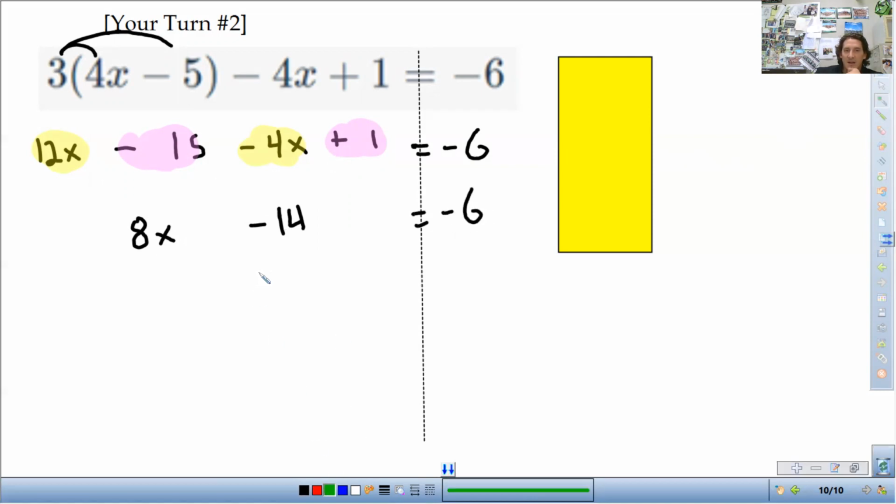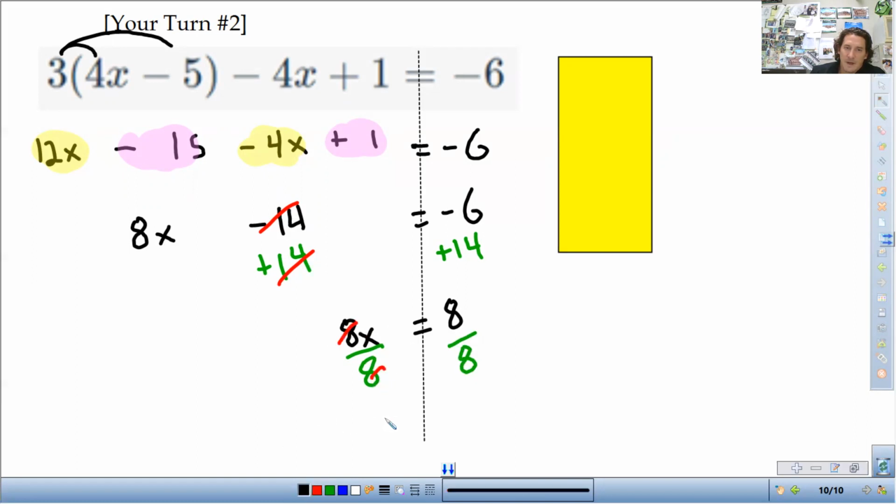Now I can start eliminating things. So I'm going to eliminate the negative 14. I'm going to add 14 to both sides. Negative 14 plus 14 eliminates, and then I have 8x is equal to negative 6 plus 14 is 8. And then last step to eliminate the 8 next to the x, I need to divide by 8. And I get x is equal to 1. And we are done.